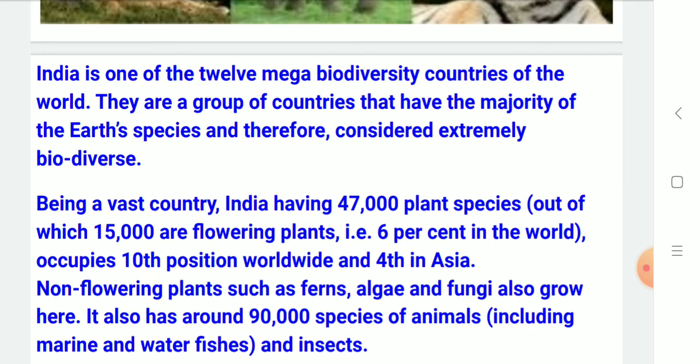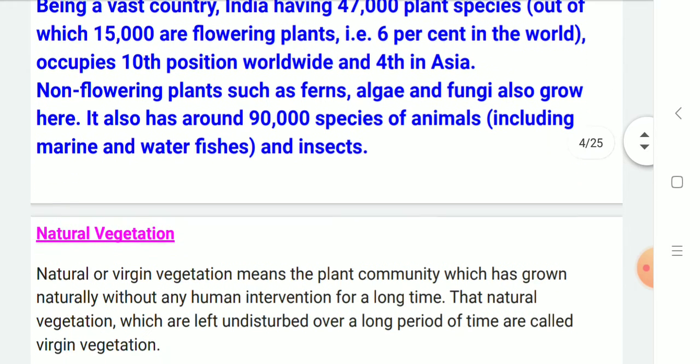Non-flowering plants such as ferns, algae and fungi also grow here. It also has around 90,000 species of animals and insects.